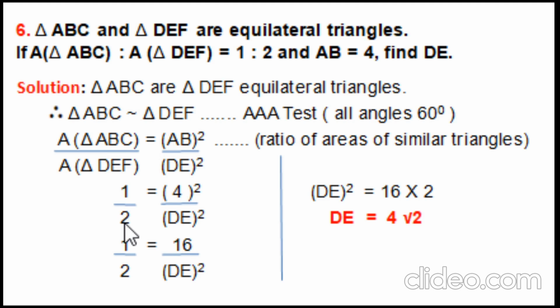This ratio is given 1/2. AB is 4, so square of AB, square of 4 is equal to 16. Then cross multiplying, we get DE square is equal to 16 into 2. Then by taking square root, we get DE is equal to 4 root 2. So we get the value of DE as 4 root 2.